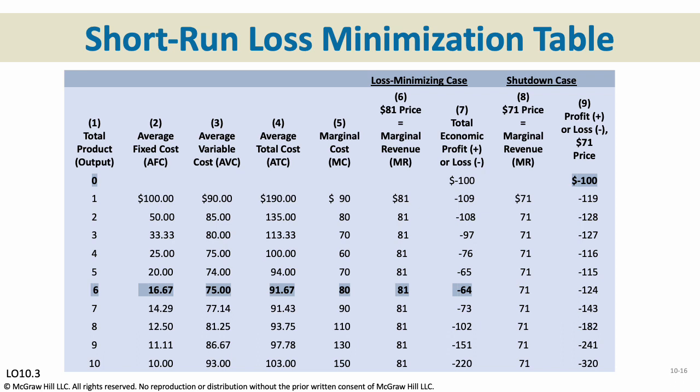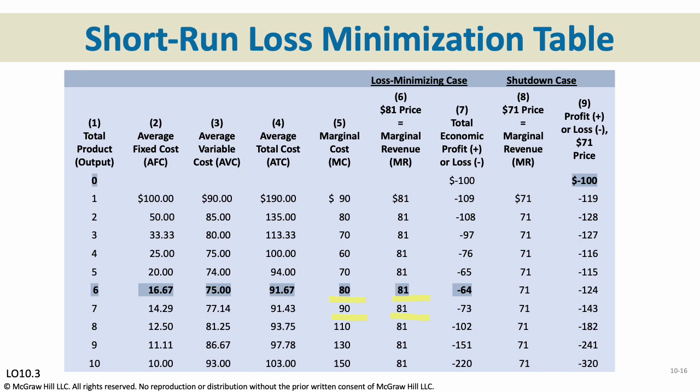So the firm will minimize losses by producing the last unit of output where marginal revenue still exceeds marginal cost, up until when they equal each other. Since the 7th unit's marginal cost is greater than marginal revenue, so at the 7th unit, marginal cost is equal to 90, marginal revenue 81, we would produce up to the 6th where marginal cost is equal to 80 and marginal revenue is equal to 81. So in that case, it's going to be the best possible scenario.